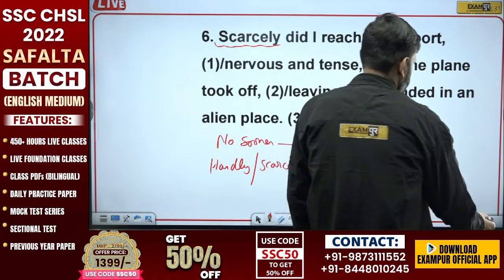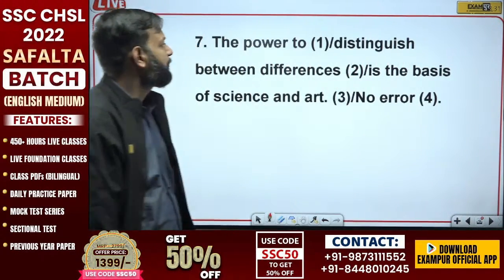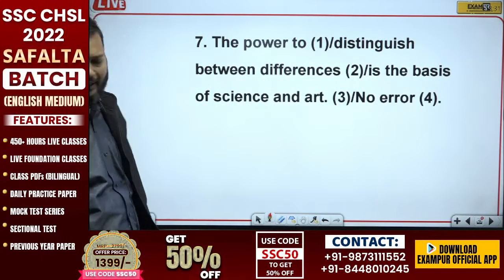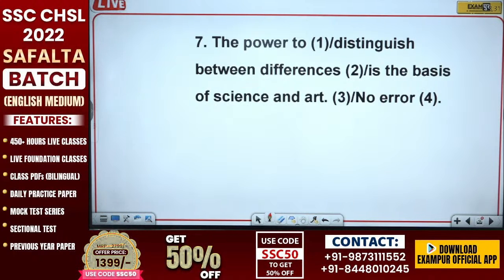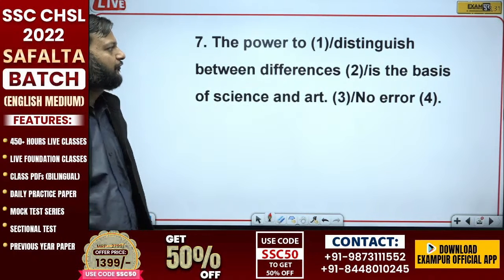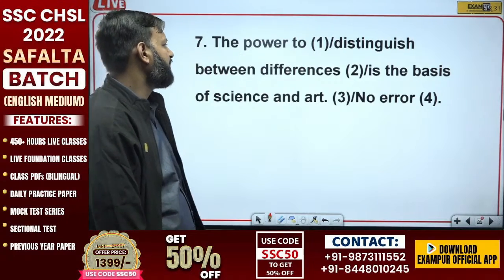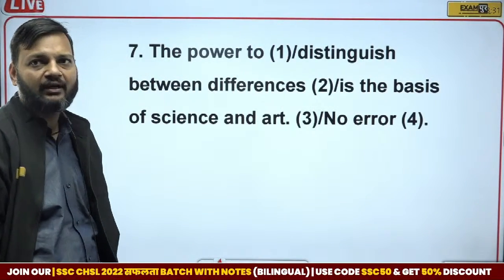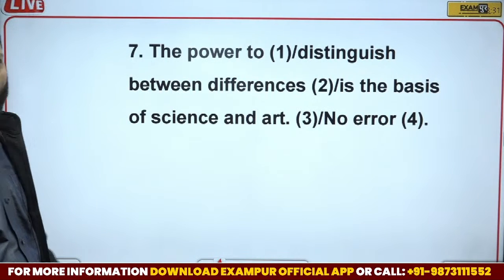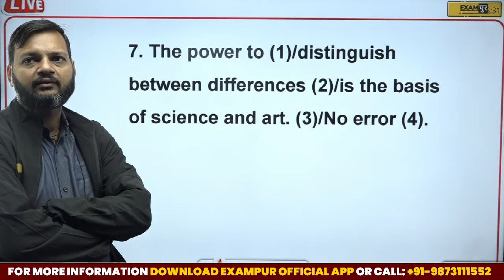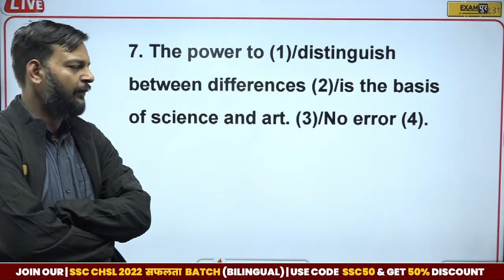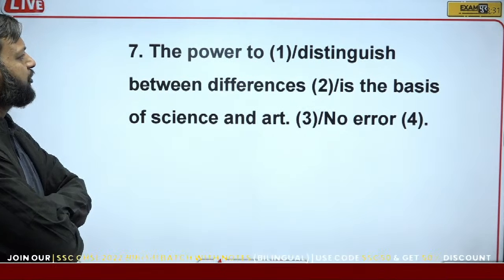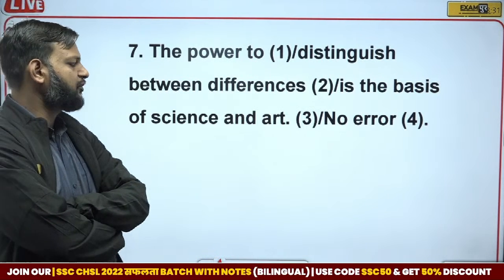Now question number 7. The power to distinguish between differences is the basis of science and art. What is the error in this sentence?